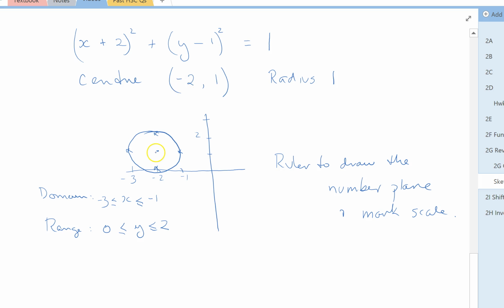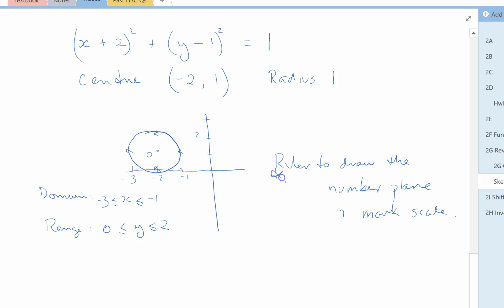Find that centre, -2 for x and up 1 for y, and identify it with an O, as we should, and find your 4 points. So go from the centre out 1, from the centre up 1, from the centre back, and from the centre down, and join up your 4 points. And again, the domain is x values between -1 and -3, and y values between 0 and 2.